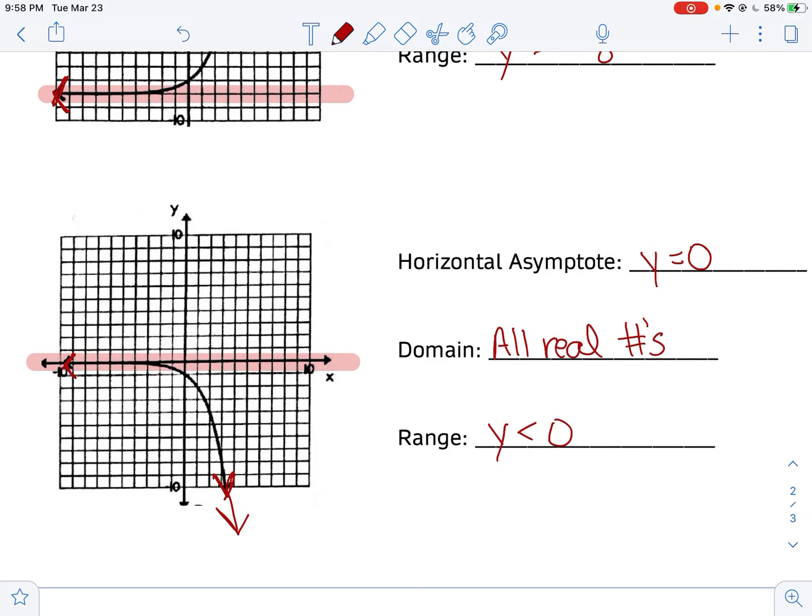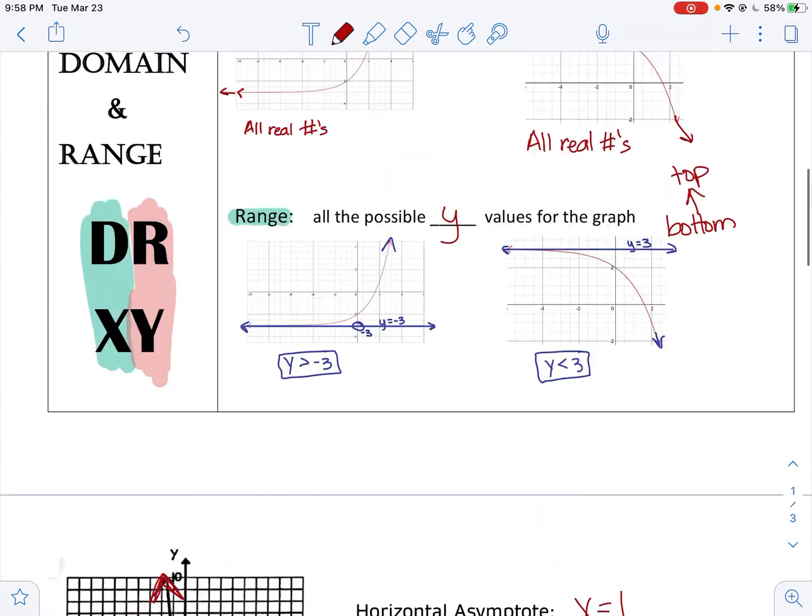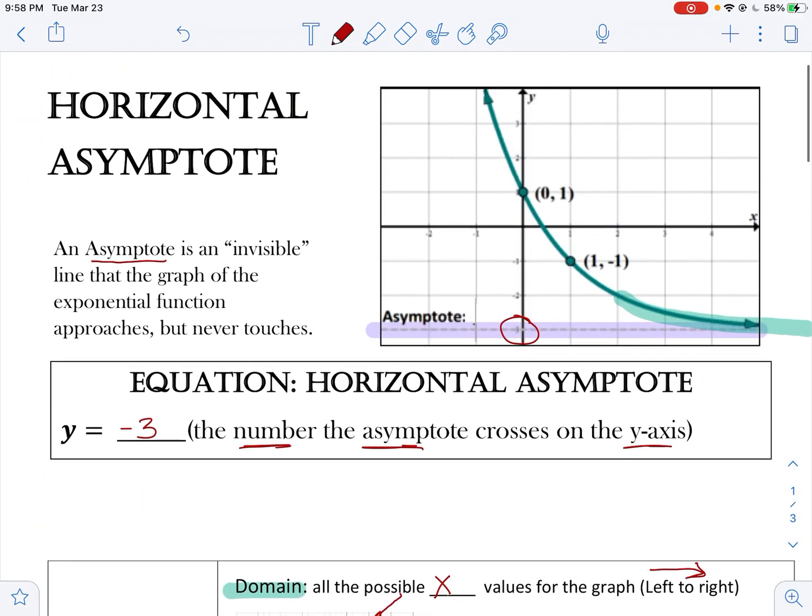Okay, so if you have any questions, please make sure you ask your teacher. We're here to help you. The new thing from this topic is the asymptote. And again, it's just an invisible line that our exponential function is going to approach, but it can never touch or cross.